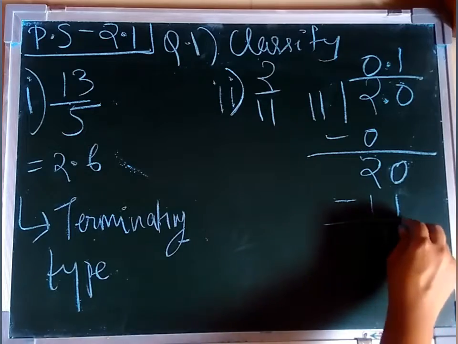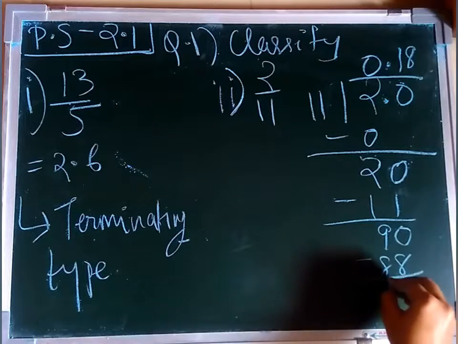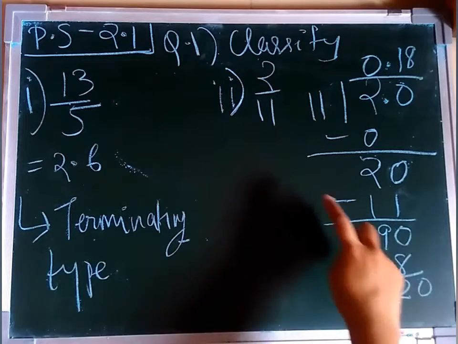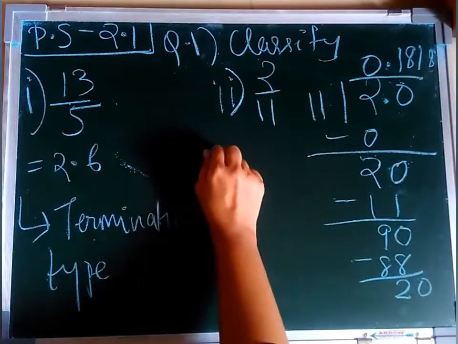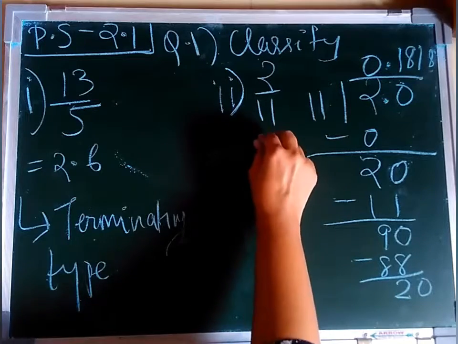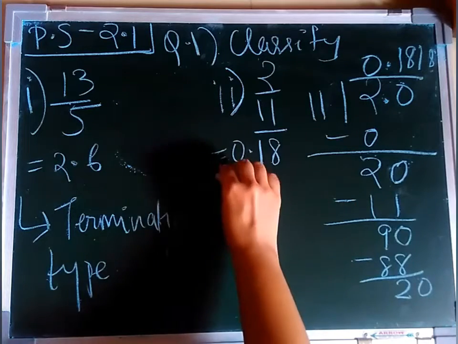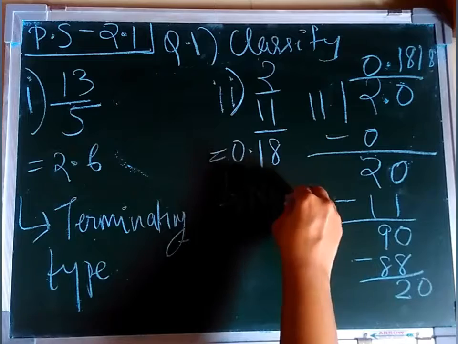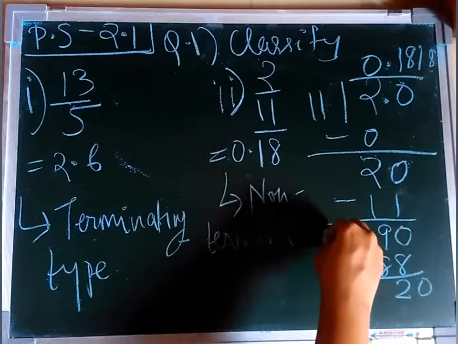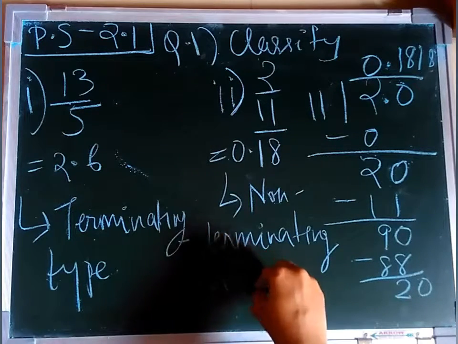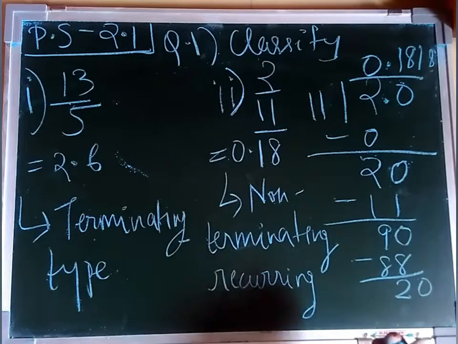9 remainder, again 0 is introduced, 11 eights are 88, again remainder 2, again 0 will be introduced and this will continue. Again I will get 1 and 8, so this 1 8 is repeating. So the decimal form of 2 by 11 is 0.18 with 1 8 recurring. So this is of what type? The second type, non-terminating. It is not terminating as well as it is recurring. It is not stopping, and a few digits are repeating again and again.